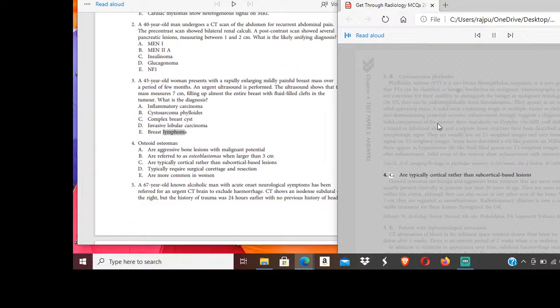4. C. Are typically cortical rather than subcortical-based lesions. Osteoid osteomas are benign and aggressive bone tumors that are more common in men and usually present clinically in patients less than 30 years of age. They are most commonly based within the cortex, although they can also occur in any other area of the bone. When larger than 2 centimeters, they are regarded as osteoblastomas.